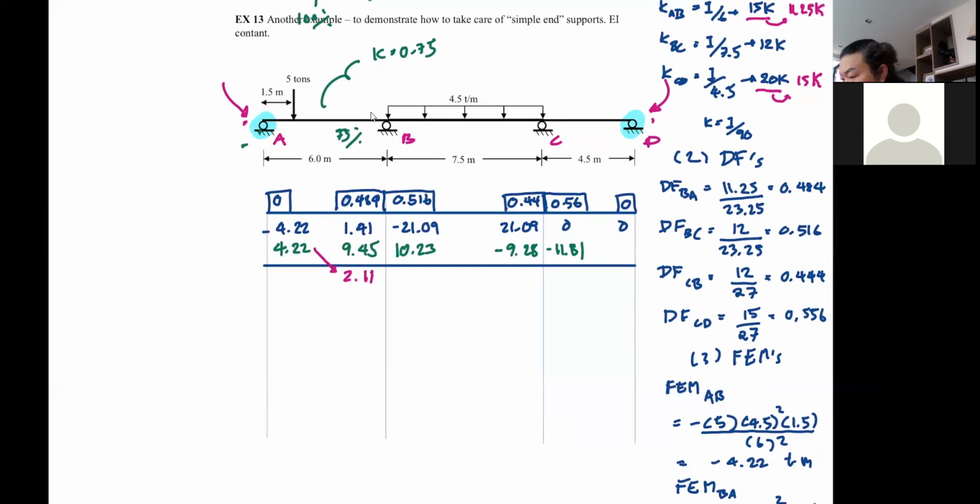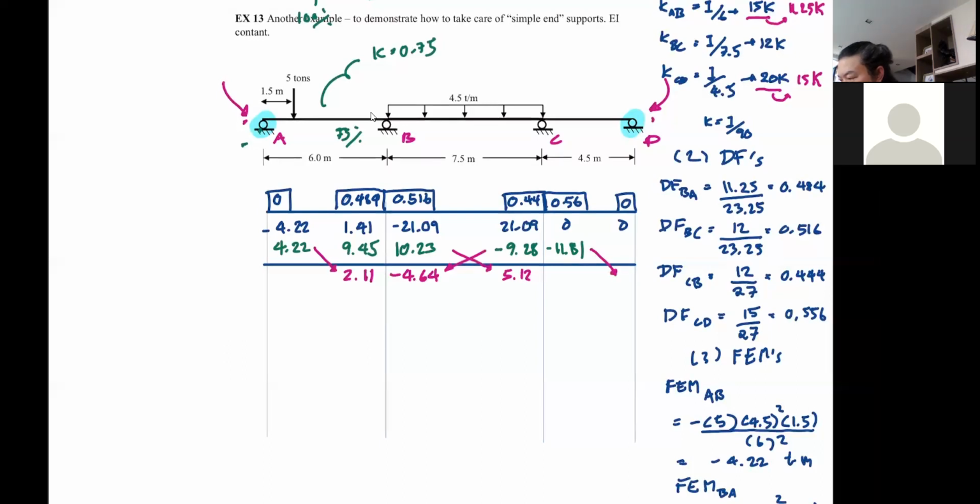We carry the moment over here. We carry this over. So that's going to be 5.12. And then we carry this over. That's minus 4.64. Okay. And again, we do not carry this over. Okay, we don't. So now we have it. So it's got a new set of unbalanced moment. So we go again. Okay.